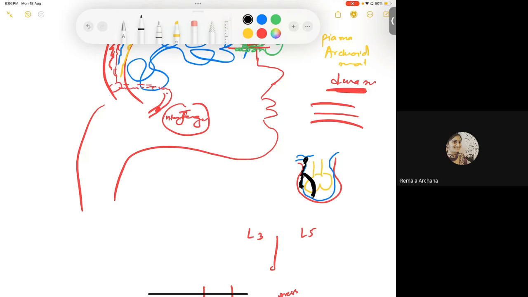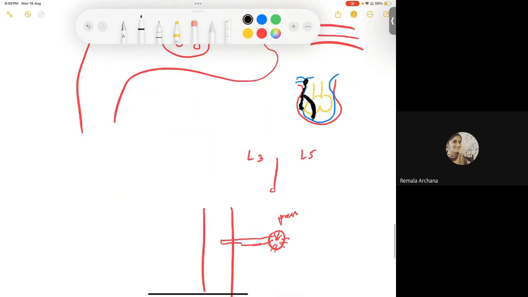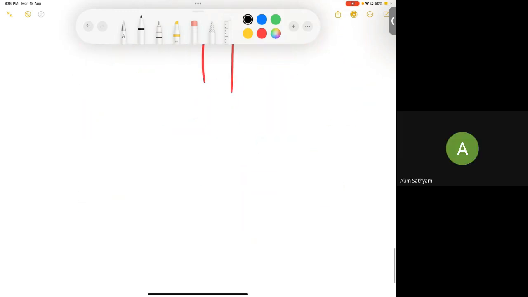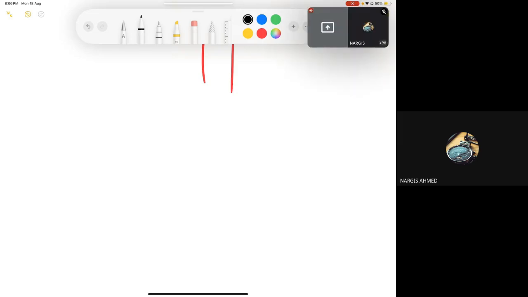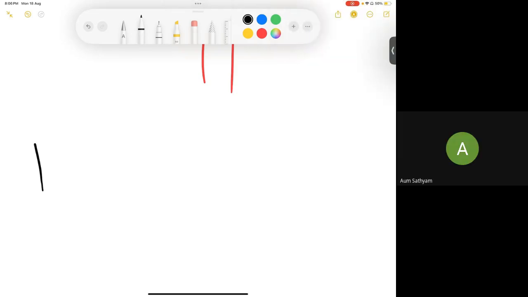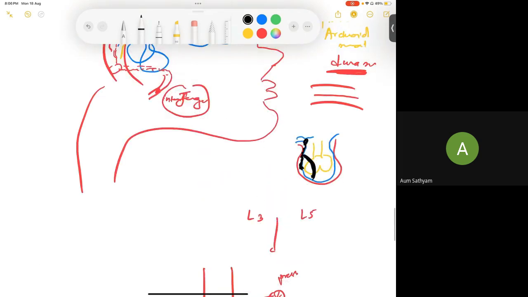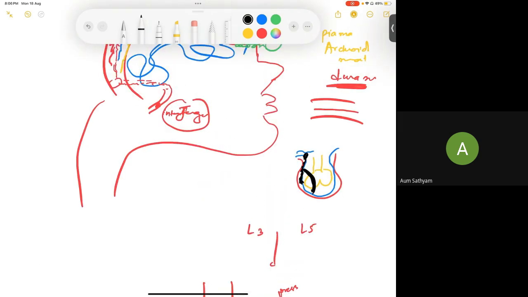So this was all about CSF. Now let's discuss the composition of CSF. Doc, you said that the CSF is circulating in between the dura. Then again, you said that it is in the subarachnoid space. Why is that so?